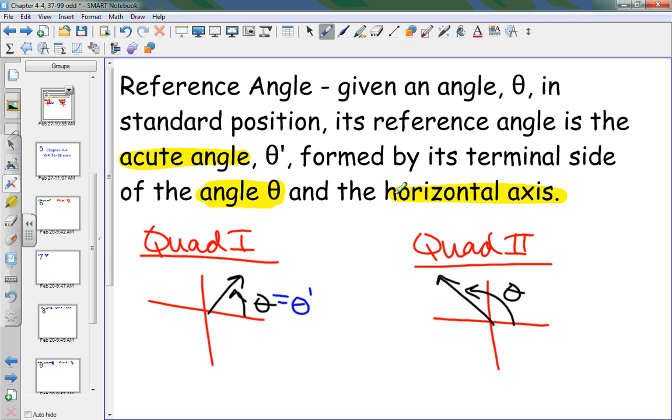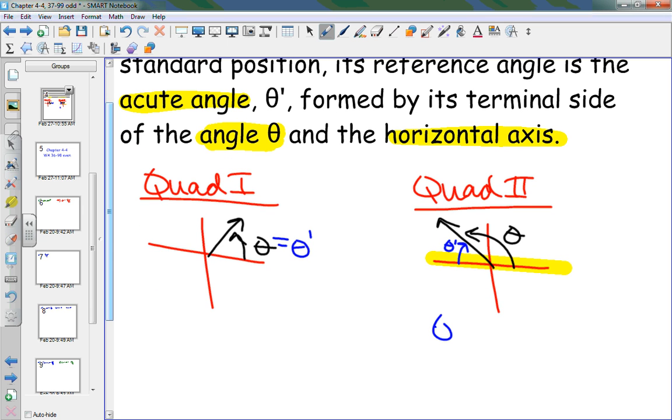However, when you are in quadrant 2, there's my theta. Now, how do I form an acute angle for my reference angle? What are the two important things I have to use? I highlighted them. It's really hard to miss. The horizontal axis and theta. Those are the two things that we have to use. So keep in mind, I need theta prime. Well, theta prime is that angle right there. How do I find that angle? Theta prime is going to be equal to what?